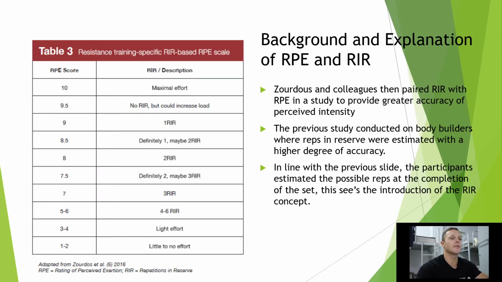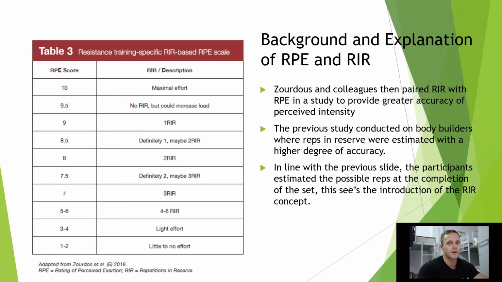So then we look at the addition of reps in reserve to RPE and how that works. Zourdos and colleagues then paired this reps in reserve with RPE in a study to provide greater accuracy to the perceived intensity. So your RPE score of 10, RIR or description, would be maximal effort.